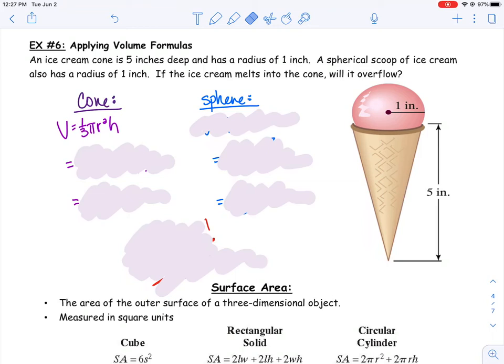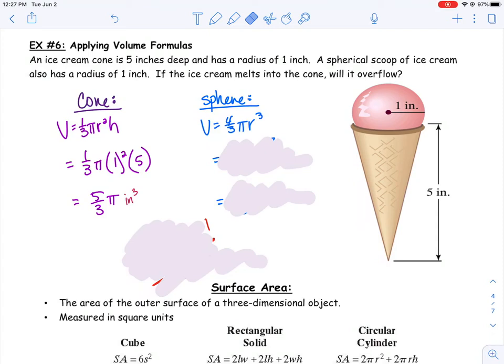All right, for my cone, I have a formula for volume as 1/3 pi r squared h. I know that the radius of this cone was 1 inch, and I know that the height of the cone was 5 inches. So when I worked that out, I got 5/3 pi inches cubed. I could multiply that out and put it into a decimal form if I want to, but I'm going to stop there for now. I'm going to look at the sphere, the ice cream, and see how much volume the ice cream is going to take up so I can see if it's going to spill in my car.